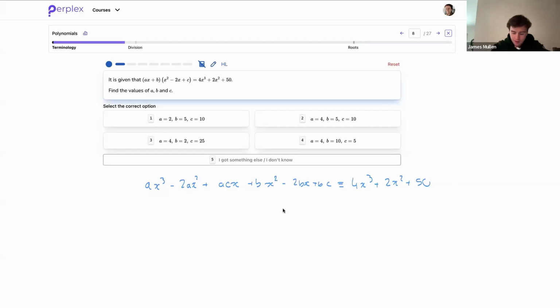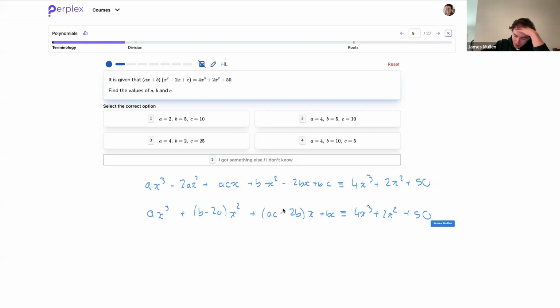Okay, and let me now collect the terms that I have together. I have ax cubed, and then for my x squared terms, I have plus b minus 2a x squared. Then I have plus ac minus 2b x plus bc. And it's all supposed to be the same as 4x cubed plus 2x squared plus 50.